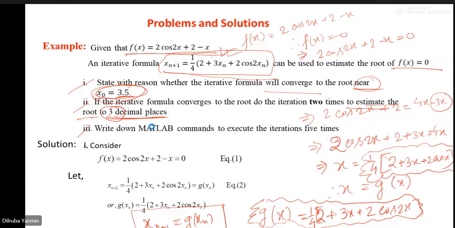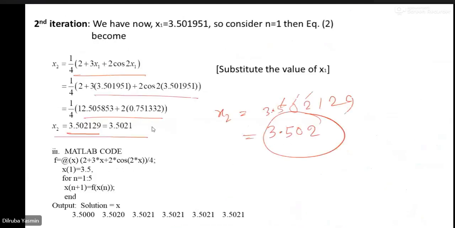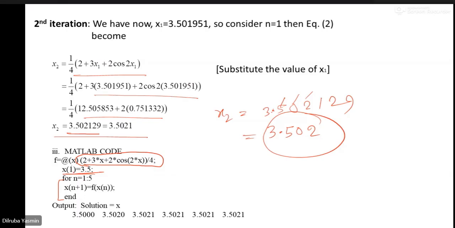Look at here, this is the MATLAB code. You have to define the iterative formula at the beginning, then mention the initial guess value, then apply a for loop, and inside this for loop you have to call this function like this. Then if you run the code, you will get this outcome. So this x value will be stored in the workspace.